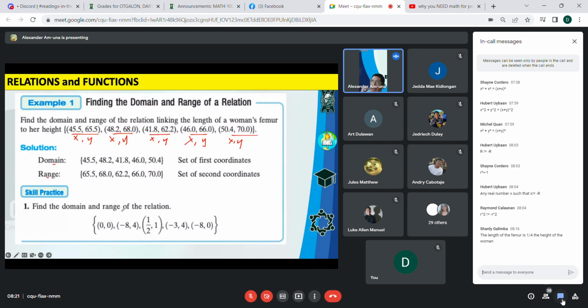Everyone, kindly participate. Kindly find the domain and range of the relation. This one here. Kindly type in the box domain, and then you list now the domain, and then the range, you list the range.